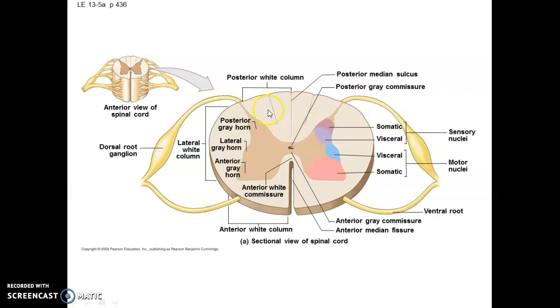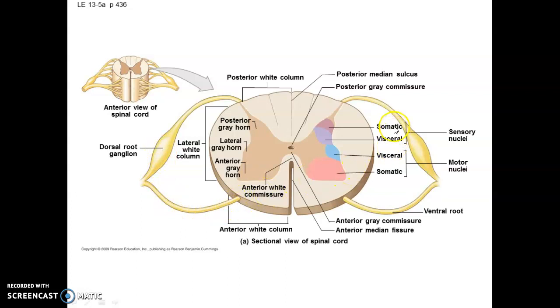The white columns, there's a posterior white column, that's the white area, a lateral white column, and an anterior white column. Same thing with the horns. You've got an anterior horn area, lateral horn, and a posterior horn. Make sure you know all 6 of these. In the back, posterior median sulcus, anterior median fissure. On the back over here, you've got the dorsal root ganglion, and this would be the ventral root.